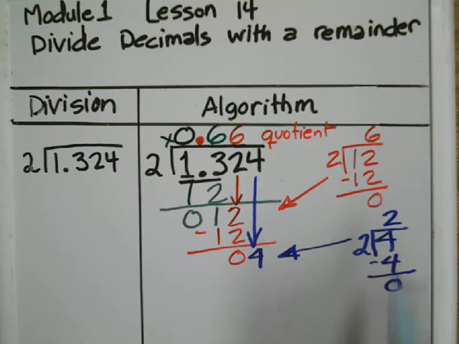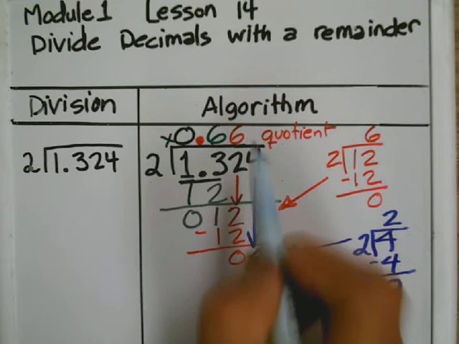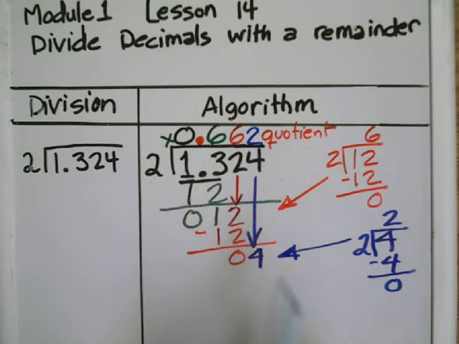Now, let's transfer all this to this area. How many groups of 2's can you make out of 4? Well, we already solved it. The quotient is 2. 2 times 2 equals 4, and you have a remainder of 0.